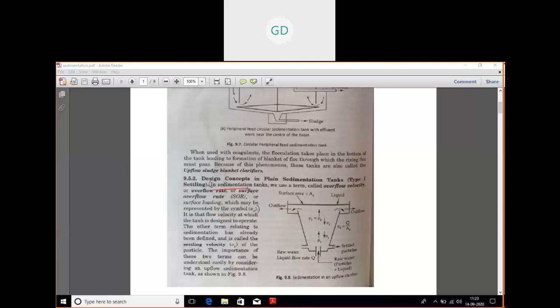In a sedimentation tank, we use a term called overflow velocity, or overflow rate, or surface overflow rate, which is symbolized by V naught. Let us see what overflow rate is. It is written that it is the flow velocity at which the tank is designed to operate. The velocity at which the tank is designed to operate is known as the overflow velocity.